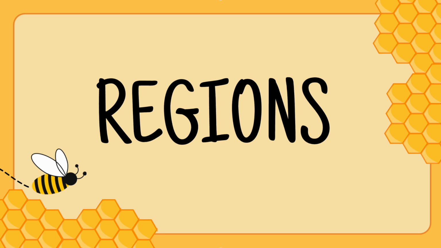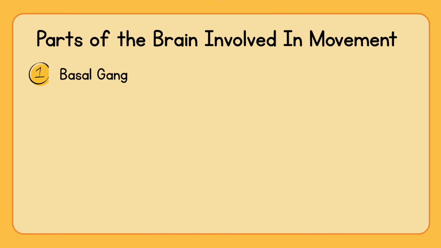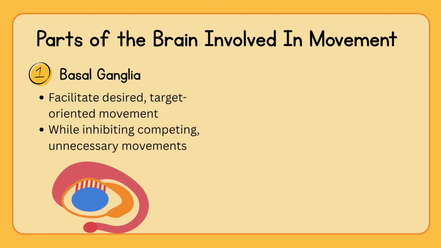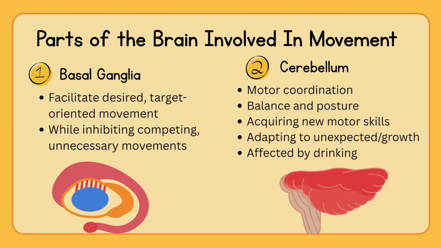Perfect. So let's look into the regions of the brain that are involved in movement. There are two main ones that we're focused on in the chapter, the basal ganglia and the cerebellum. The basal ganglia facilitates desired, target-oriented, or wanted movements, while inhibiting competing, unnecessary, unwanted movements.